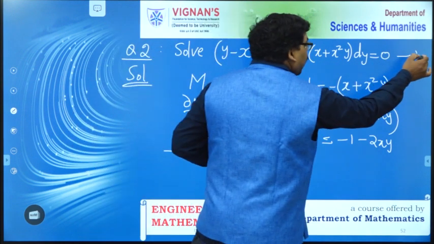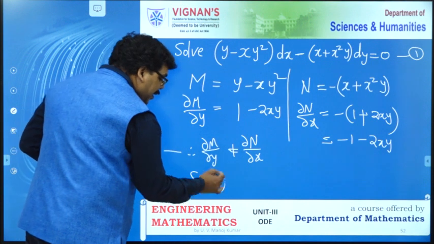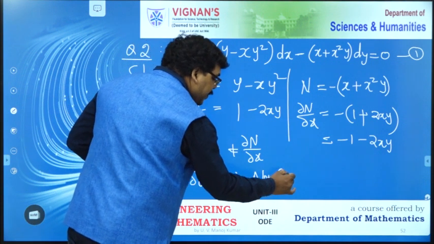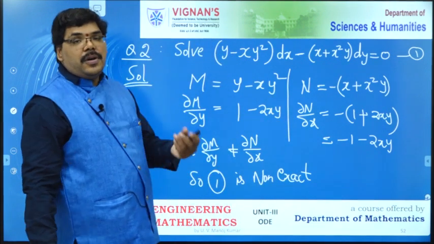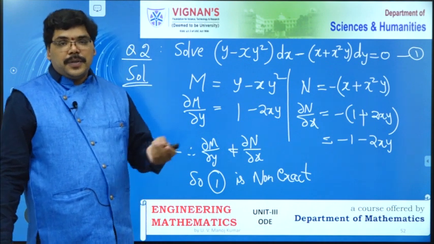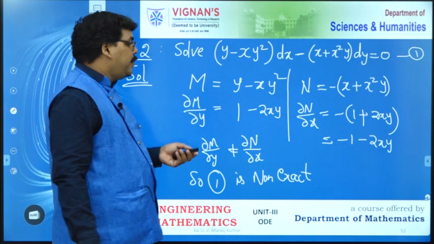Hence, differential equation 1 is non-exact. After knowing that it is non-exact, we want to convert that into exact. For that we have to find the integrating factor. Let us see the equation once again.